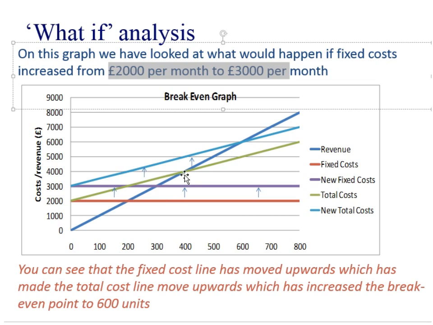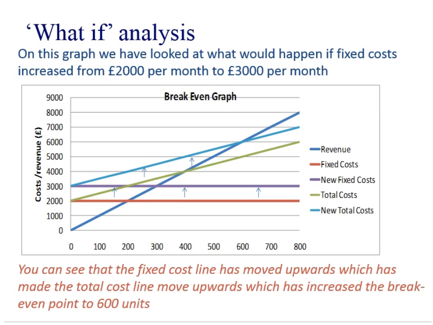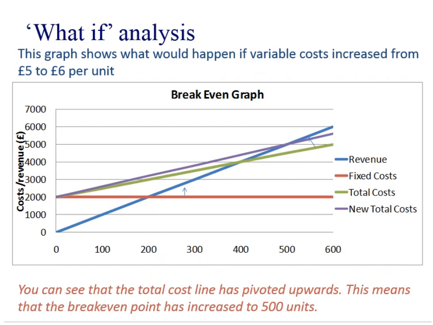And what happens to the break-even output? Well, it was here, and now it's up here. So the break-even output actually increases. You have to sell more to break even and cover, well, it's logical, isn't it? If you've got higher costs, you've got to sell more to cover those costs. If fixed costs reduce, you get a shift downwards and your break-even point would reduce.